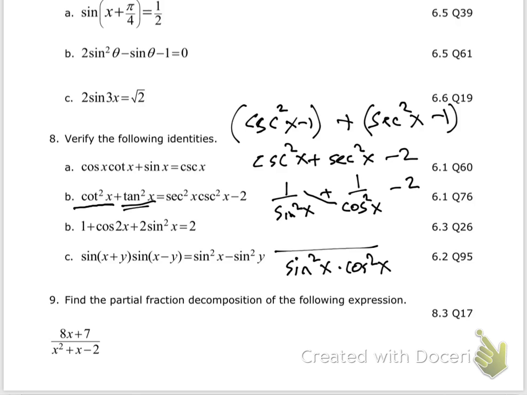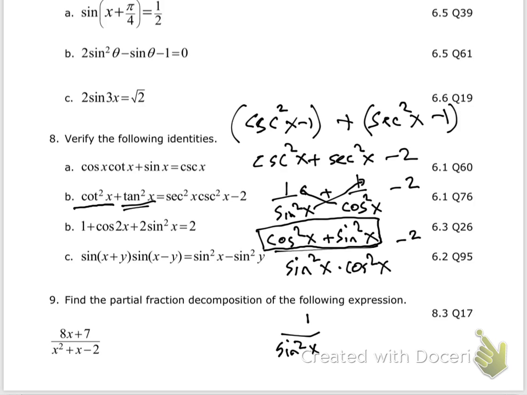Okay, this is going to go there. That's going to go there. So I'm going to have cosine squared x plus sine squared x. Remember, I'm just doing common denominators. Okay, minus 2. Well, again, that is 1. So we have 1 over sine squared x. We've also got a 1 over the cosine squared x, minus 2.